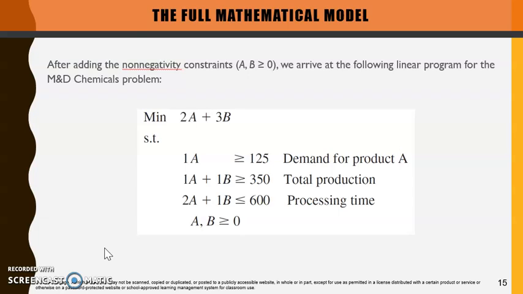The logic is the same, absolutely: when it is about profits, you want to maximize, but when it is about costs, you want to minimize. So you minimize the total cost, and after that, we get to the constraints. ST is the initial for subject to. We discussed these 3 constraints that you see here. The constraint of demand for product A, that you need to produce at least this amount, the total production that must be at least 350, and after that the processing time, and finally the non-negativity constraints.